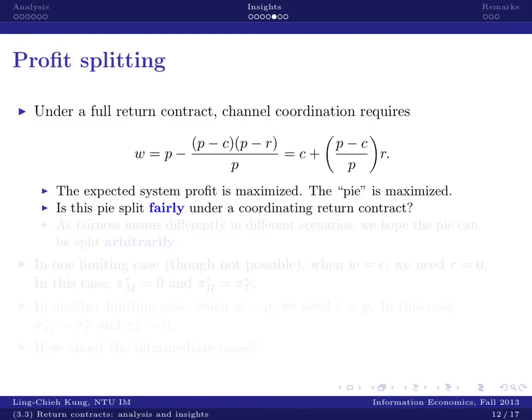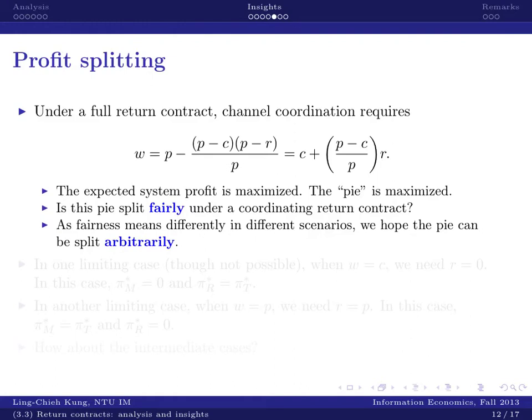Originally, under a wholesale price contract, each of them can earn some money. Now we apply a coordinating return contract. We know together they earn more money. But how do we know each of them earns more money? If that's true, they would be willing to sign the coordinating contract. Everyone is happy. But if that's not true, and one of them actually gets worse off under a coordinating contract, then that's not going to be practical. Okay? So we want to ask whether the profit splitting is fair.